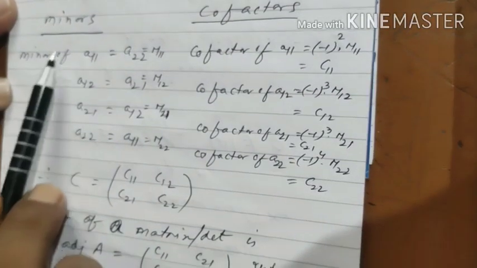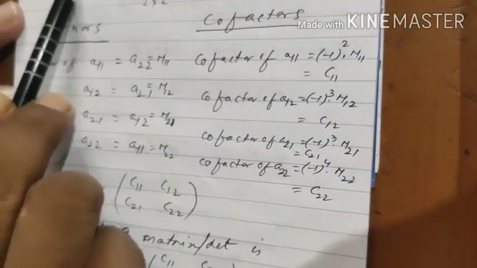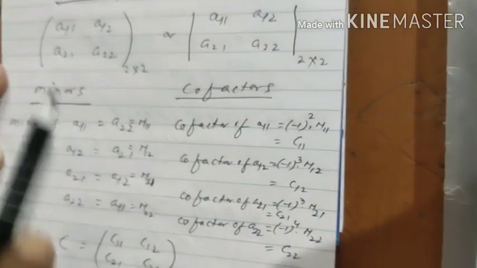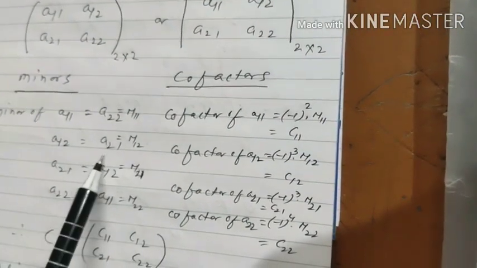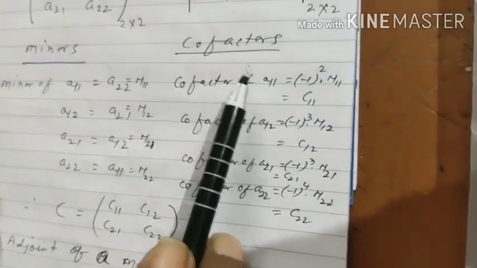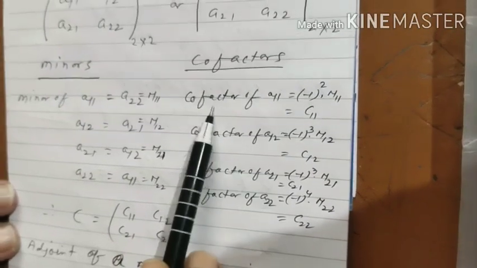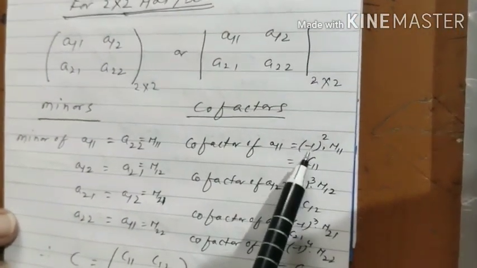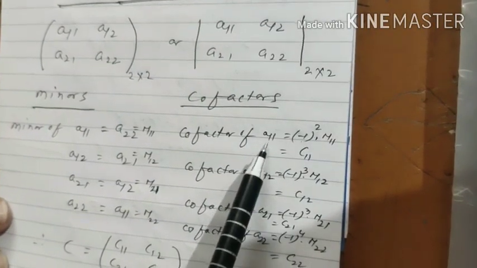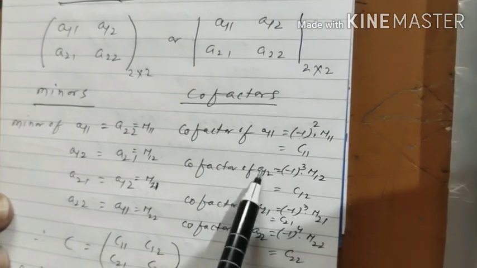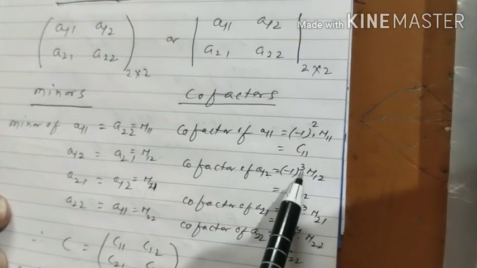How can you find the minor? First, A11 means the opposite is A22, that is M11. A12 opposite is A21. A21 opposite means A12. Then the cofactor of that element: the cofactor of A11 means minus 1 to the power of the suffix sum, where the suffix is 1, 1. We have to add it, 1 plus 1 is 2. A12 means 1 plus 2 is equal to 3.